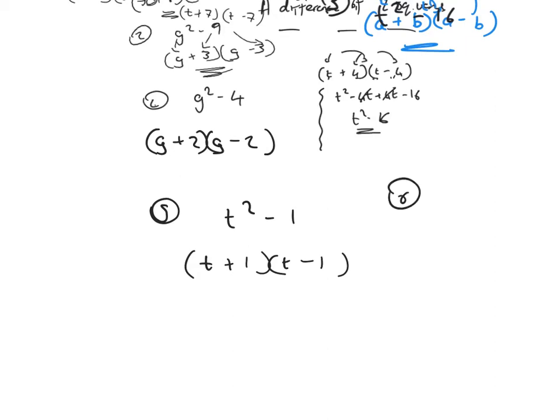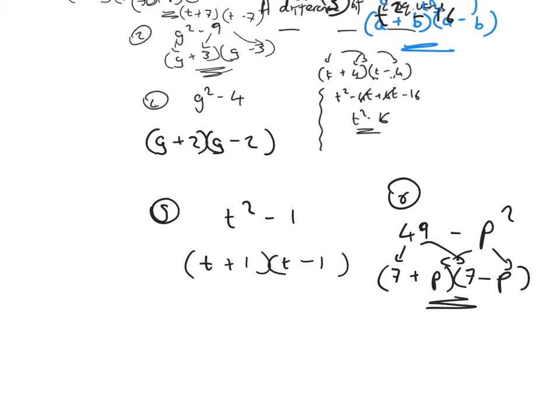Example 6. Let's this time go for 49 minus p squared. Okay, so a wee bit different this time. The number terms first, but that's fine. We just follow a routine. Bracket with a plus, bracket with a minus. The square root of 49 is 7. The square root of p squared is p. 7 plus p, 7 minus p.